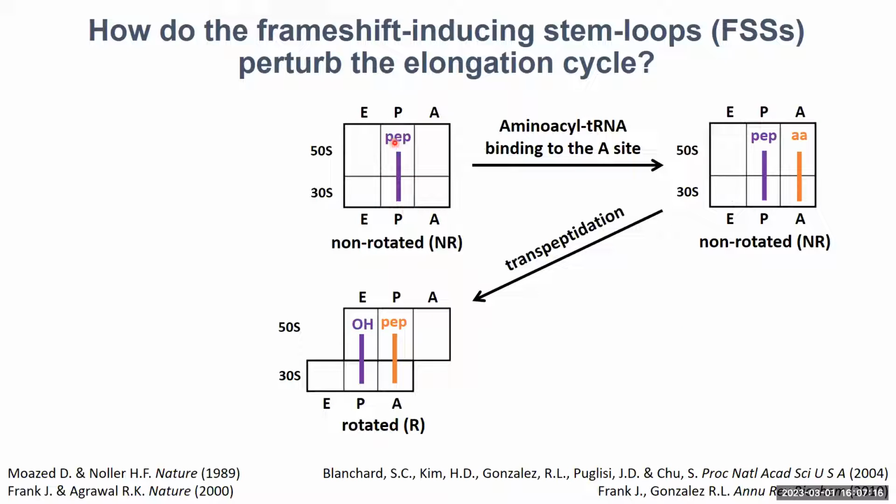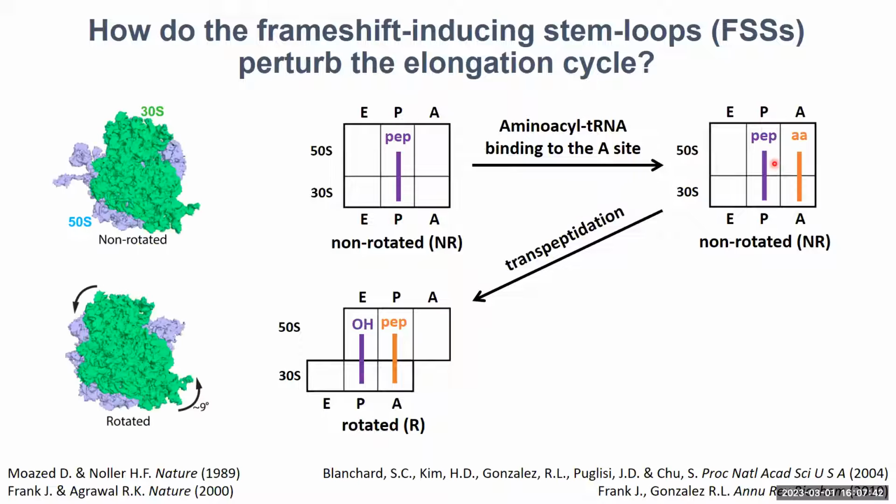So how do these stem loops perturb the elongation cycle? To address that, I would like to remind you of the progression of the elongation cycle, the main steps of the elongation cycle. Each elongation cycle begins with peptidyl tRNA bound in the P site, and I'm showing you this in a box diagram where the binding sites on each subunit, small 30S and large 50S, are depicted.